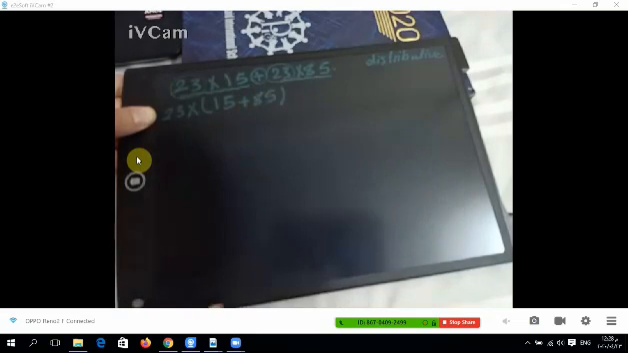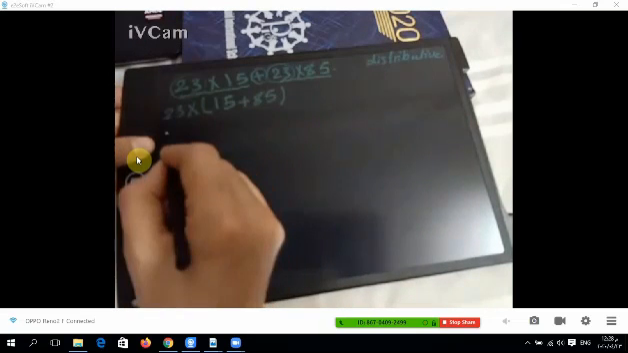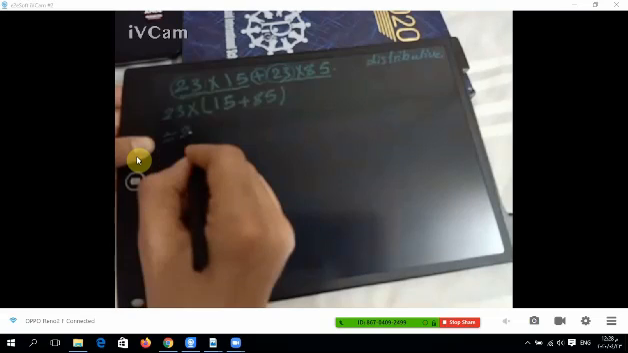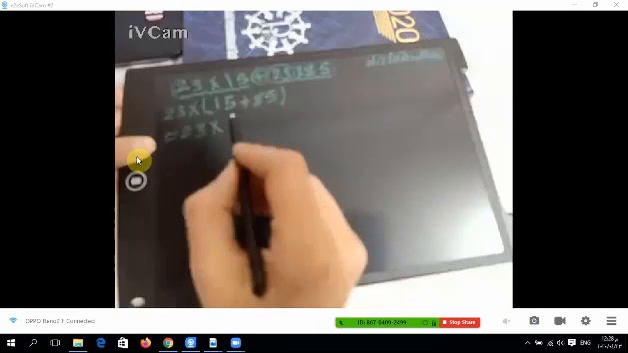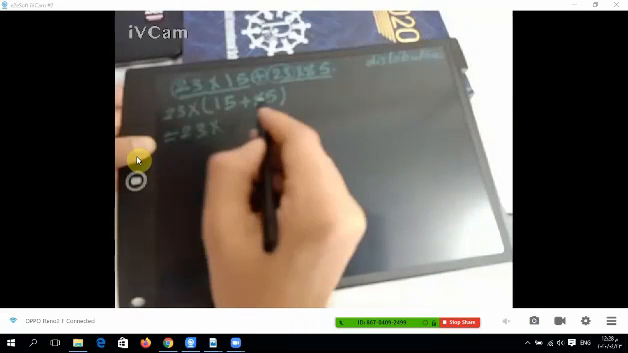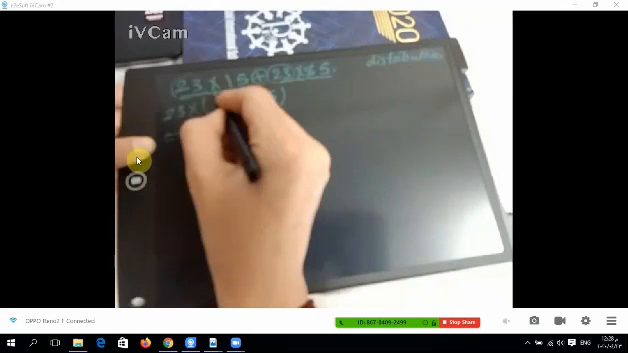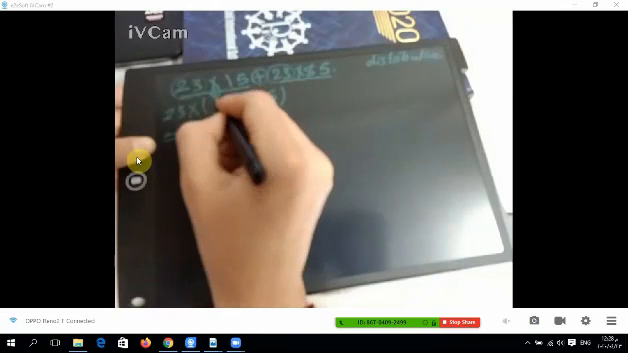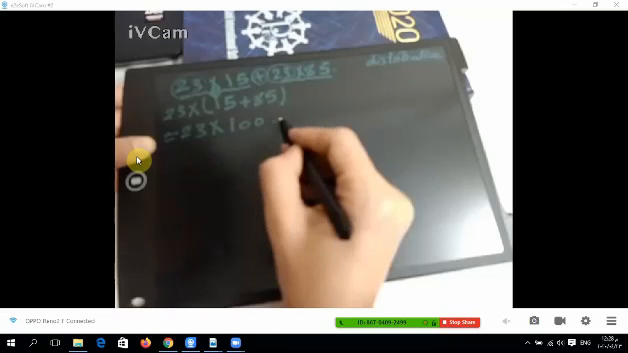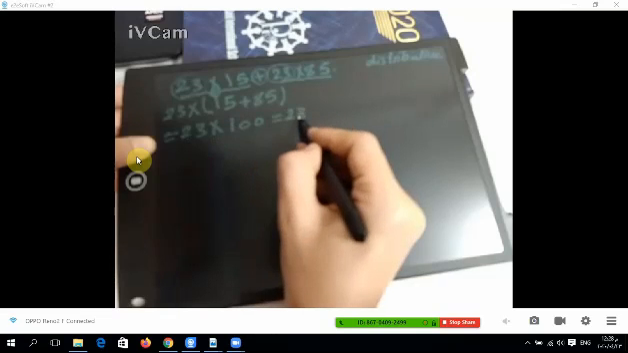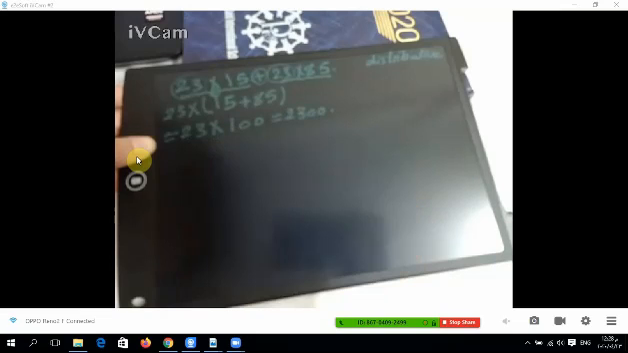And now we can solve the question. 23 times the bracket. We have to solve the bracket first. So it'll be equal 100. Yes, because 5 plus 5 equals 10, so 0 and carry 1. 1 plus 1 equals 2, plus 8 equals 10. So now it's 23 times 100, easy to make it, 2300. That's how we can solve this question.